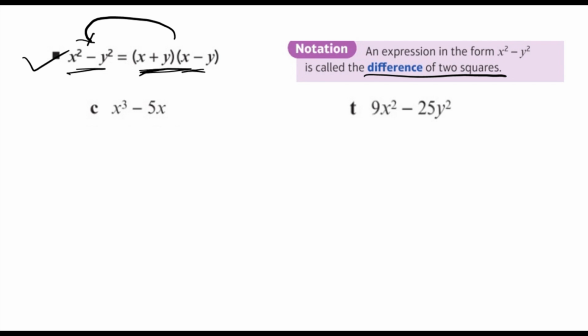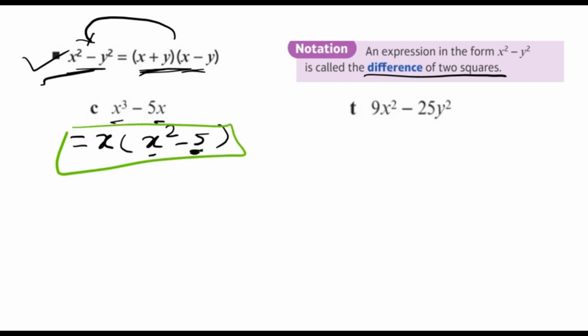So x cubed minus 5x. First thing is, I can see x is common in both terms, so I can write x outside, and inside x squared minus 5. Now to use this identity, both terms should be squared terms, or perfect squares. But 5 is not a perfect square, so this is our answer. We cannot simplify it further.